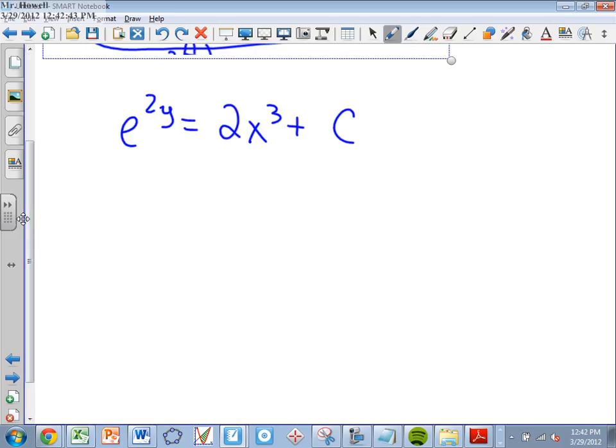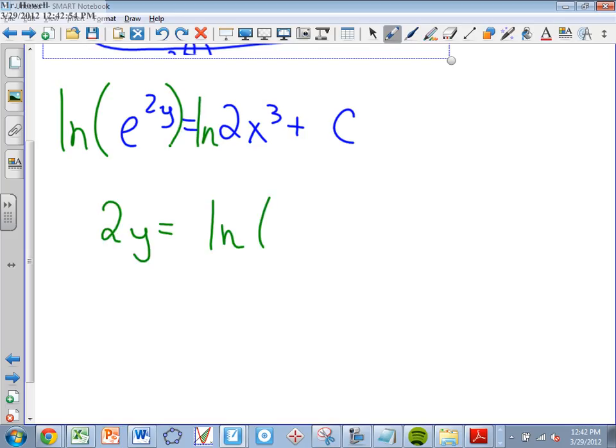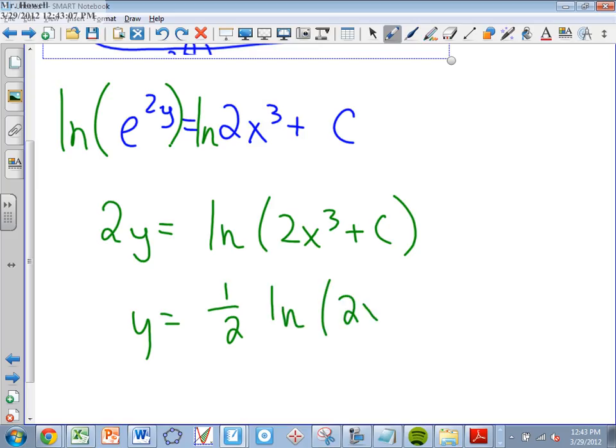ln. Why do I want to take the ln of both sides? Get rid of e, so you've got 2y. Good, remember, ln of an e function, they drop off, you're left with just 2y. So take the ln of this. It's going to be ln of 2x cubed plus c. All right, cool. What's next? Divide by 2. That was it. y equals 1/2 ln of 2x cubed plus c.